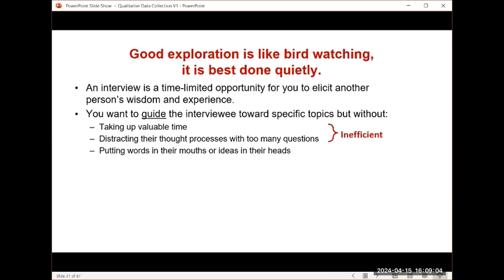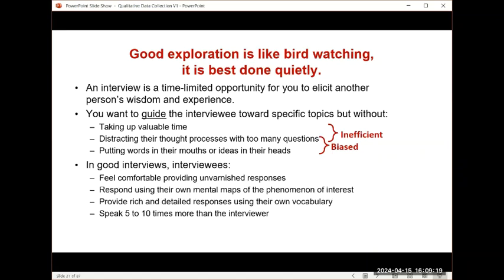Right? So what you're doing here is you're being inefficient if you're asking too many questions and distracting. And you're also being biased because every time you talk, your respondent is thinking, this is how I need to respond to this. So you're entering into their space. And you also want to do these other things along the way. You're creating a space where people feel comfortable answering. I look at transcripts and I expect to see at least 5 to 10 times more words from my interviewees than interviewers. If I don't get that, then you're really doing it wrong. Okay.